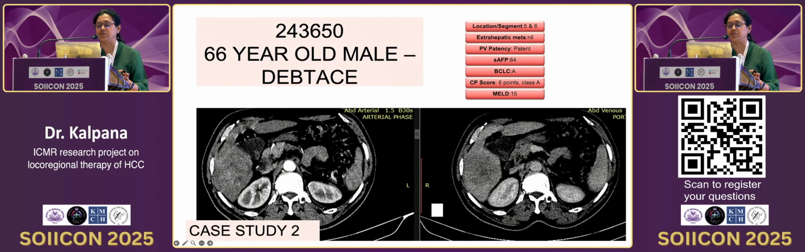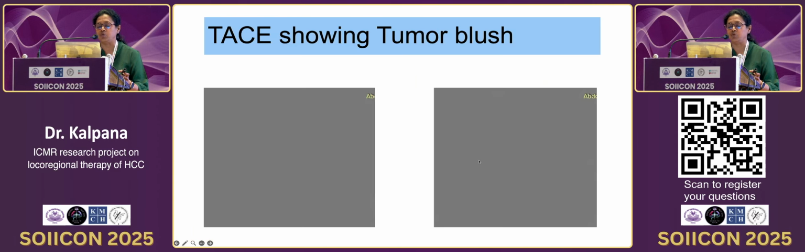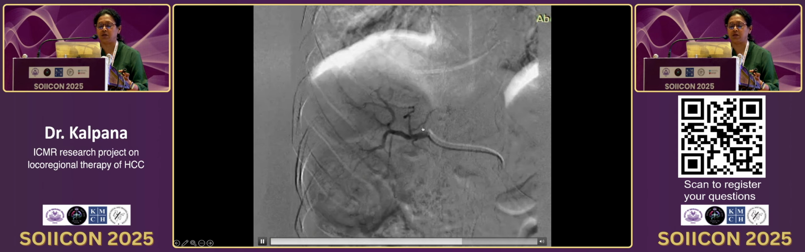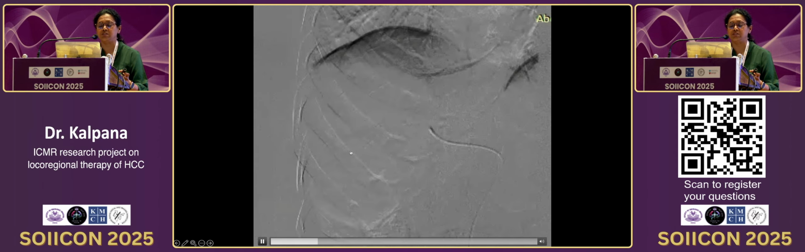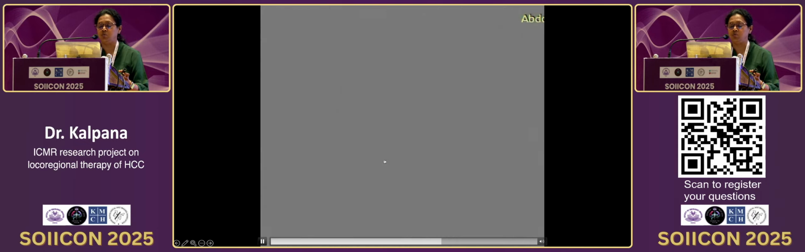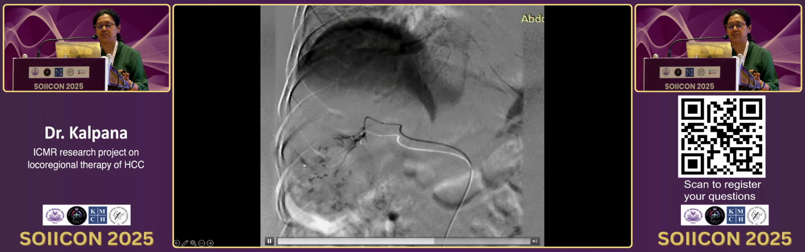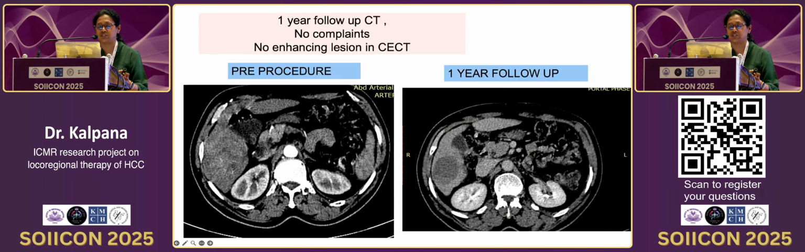You can see in segments 5 and 6, he has a large mixed enhancing lesion which shows a washout on the portal phase. And in the same patient, again, we went into the hepatic artery. You can see the huge hyperenhancing lesion in the right lower lobe, for which a microcatheter has been passed, and DEB-TACE, that is drug-eluting beads, was injected.